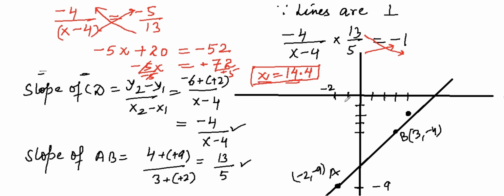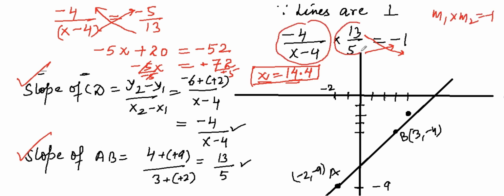So this is how we are going to do question number 26. They are just asking to find the value of x. So what do we need to do? First we need to find the slope of CD, the slope of AB, and their product, because the lines are perpendicular. So the condition is: M1 multiplied by M2 is equal to minus 1. This is M1, this is M2. Cross multiply, and after cross multiplying, do the calculation and you will get the value of x.